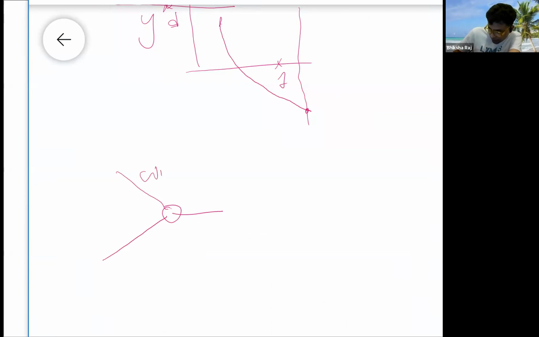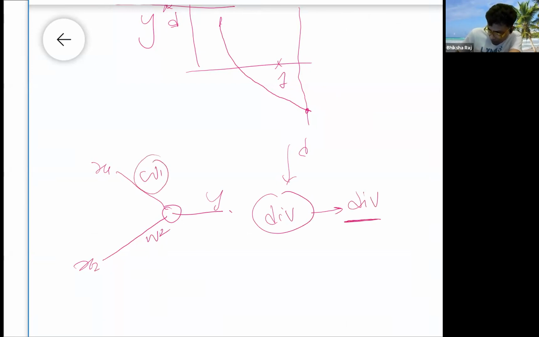This is W1, this is W2. The inputs are X1 and X2. The output is Y, and there's a desired output, D. And I have computed the divergence, and this is my dive, right? So I've plotted dive as a function of W1 and W2. And I've plotted both L2 divergence and KL divergence.